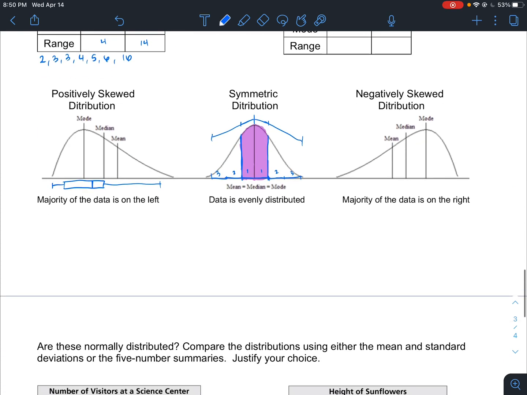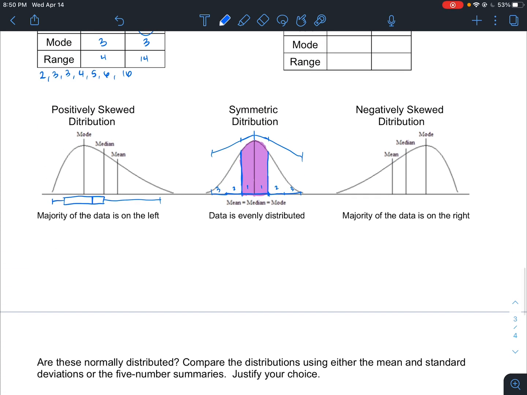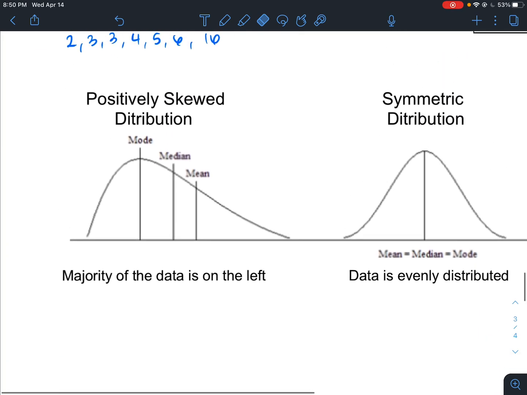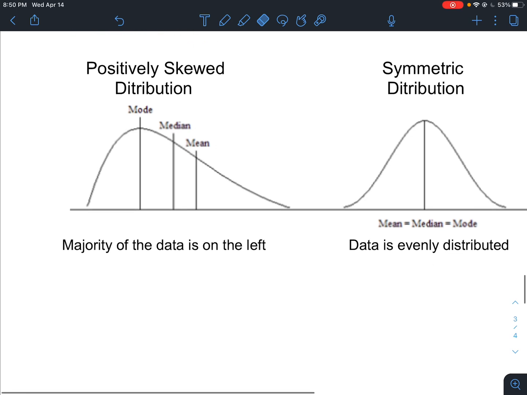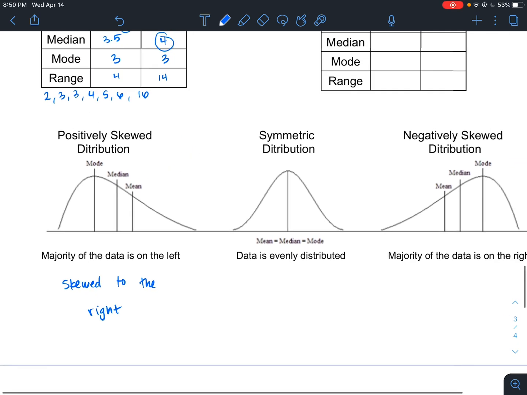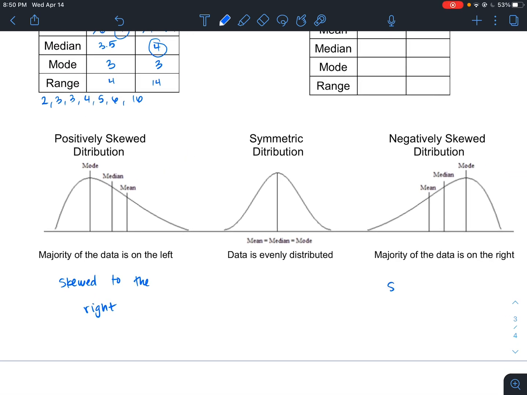Okay, we already went over this, but I do want to cover one thing, because when we're talking about data that's skewed, a positively skewed distribution, a lot of people say, basically means the same thing as being skewed to the right. And then a negatively skewed distribution is skewed to the left.